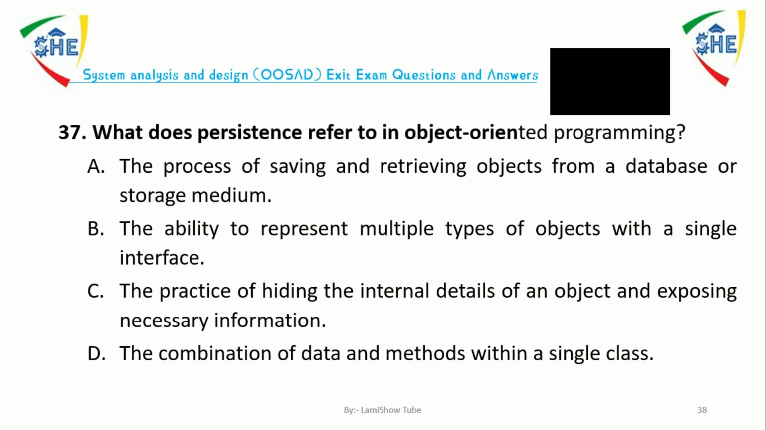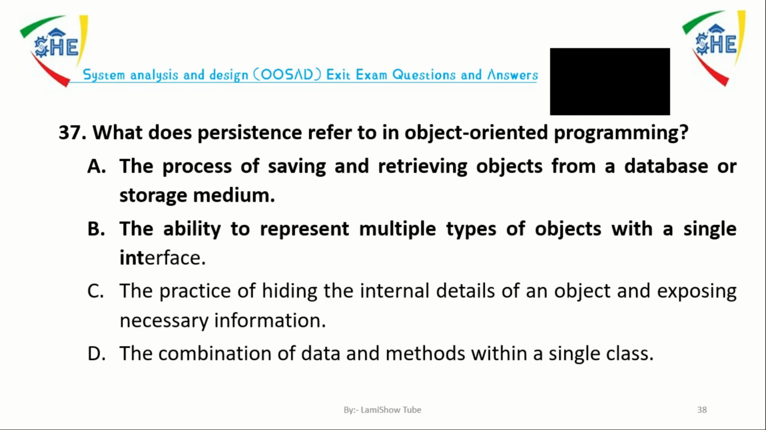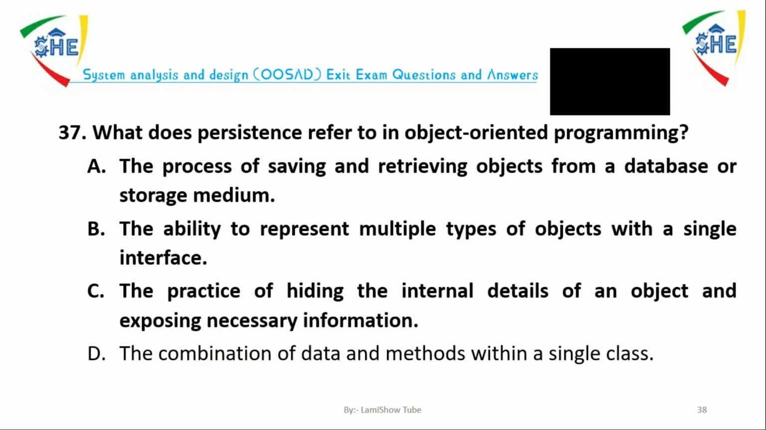Question number 37. What does persistence refer to in object-oriented programming? A. The process of saving and retrieving objects from a database or storage medium. B. The ability to represent multiple types of objects within a single interface. C. The practice of hiding the internal details of an object and exposing necessary information. D. The combination of data and methods within a single class.